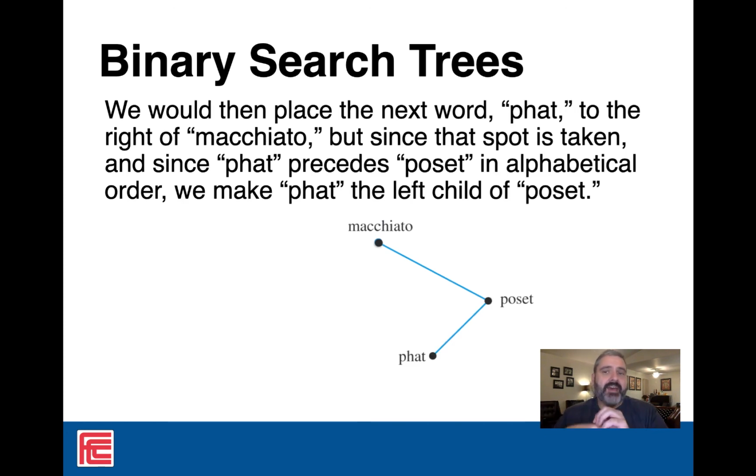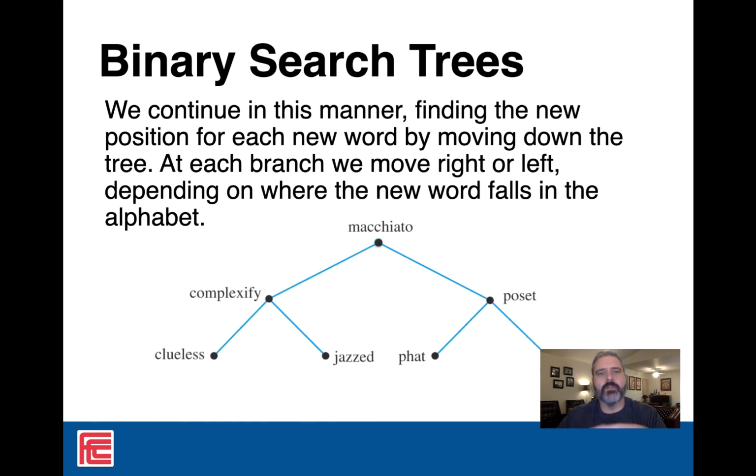The next word is going to be fat. Well, fat comes after macchiato, so we're going to go to the right. Then we find the word posit. Is it before or after posit? Well, it's before posit, so we go to the left, and that's fat. We're going to keep doing that with every single word until we eventually end up with this tree that contains all the words in the general order.